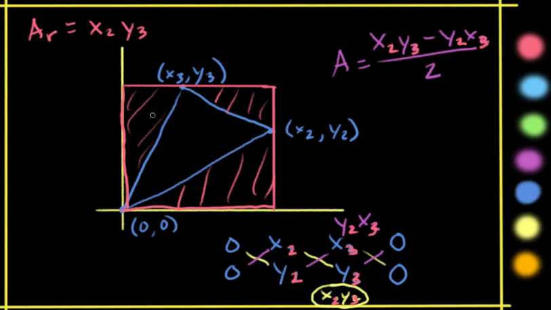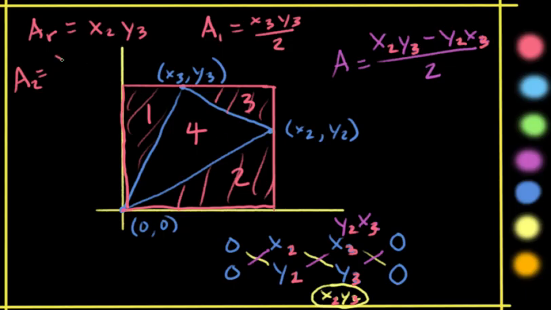Now let's look at the area of these triangles. So let's give them names. Let's give this triangle 1. Let's call this triangle 2. Let's call this triangle 3. And then maybe we'll call this one triangle 4, which is what we're going to try to compute. So we'll say A1, the area of this triangle. That's going to be base times height divided by 2. So that's x3 times y3, so this is x3, y3 divided by 2. And the area of triangle 2 is going to be x2, y2 divided by 2. So this is x2, y2 divided by 2.